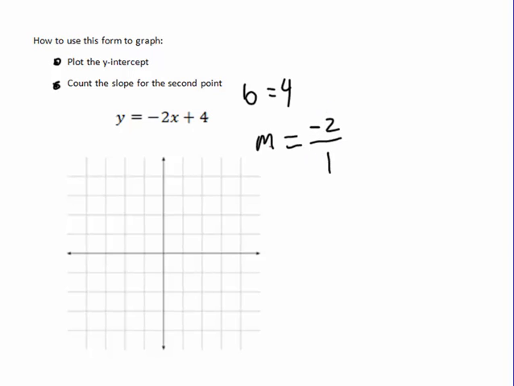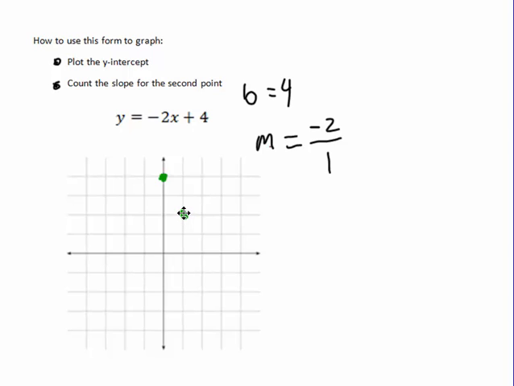So we're going to start by plotting our y-intercept. So we count to 4. So we go 1, 2, 3, 4. And here's my y-intercept. And then I'm going to count my slope. And again, rise with the sign and then run to the right. So here I'm going to go down 2 units and to the right 1 unit. So I'm going to go down 1, 2 units and to the right 1 unit. And here's my second point.